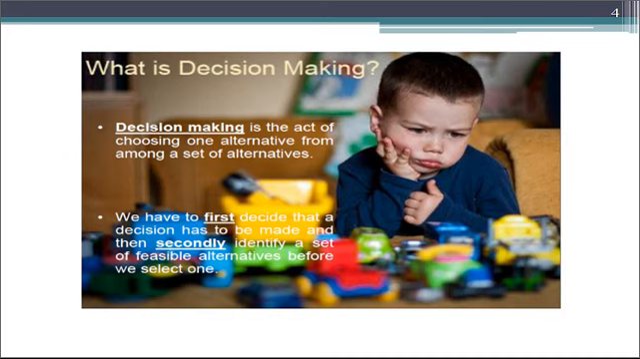So decision making is the act of choosing one alternative from among a set of alternatives. In front of this boy, there is a set of alternatives, for example, cars with different shapes, colors and utility. And among these different alternatives, the boy has to select one alternative. So this particular act is called decision making. We have to first decide that a decision has to be made, and then secondly identify a set of feasible alternatives before we select one.